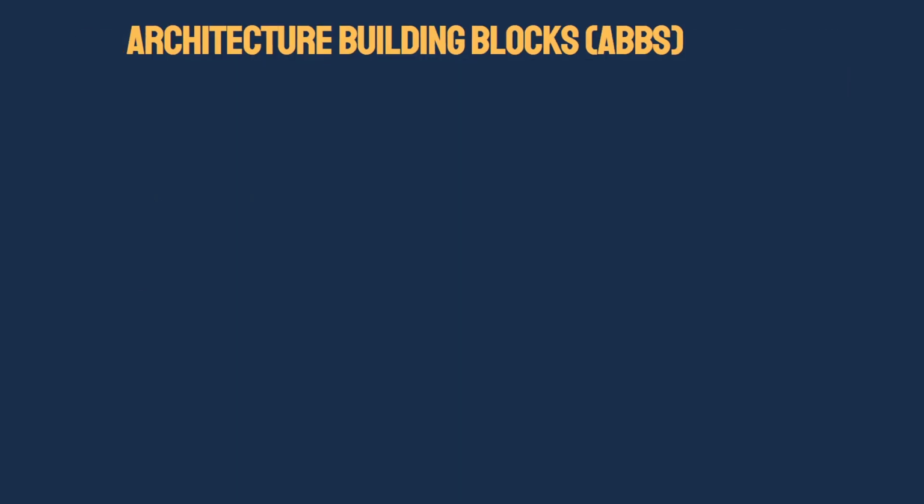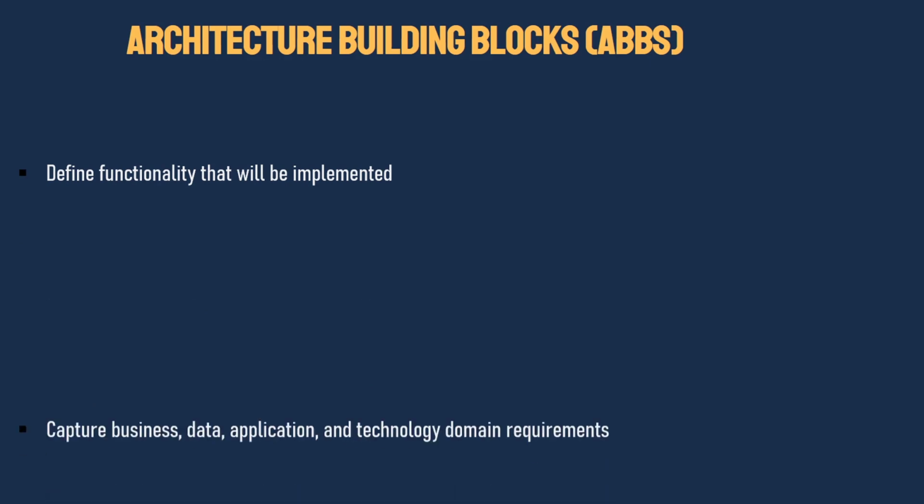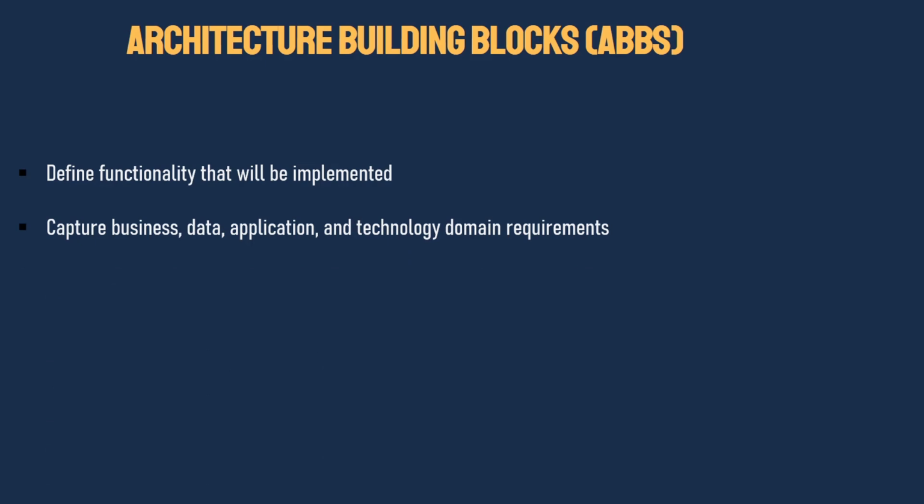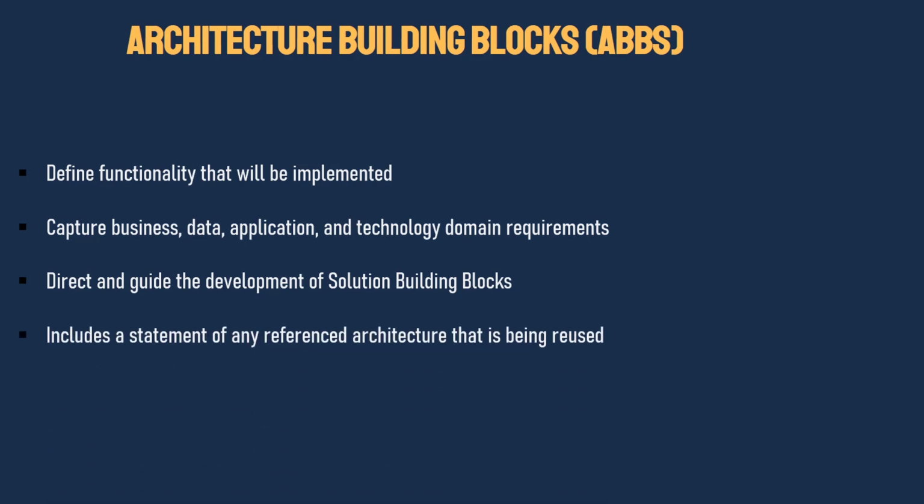Architecture building blocks. One type of building block is an architecture building block. Architecture building blocks, or ABBs, define functionality that will be implemented. They capture business, data, application, and technology domain requirements. They direct and guide the development of solution building blocks. They also include a statement of any reference architecture that is being reused.